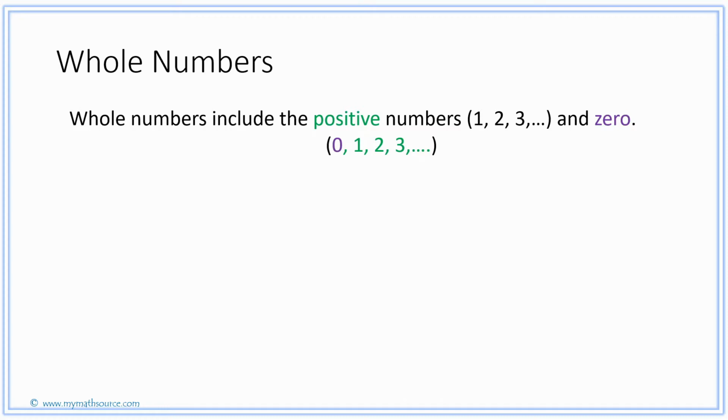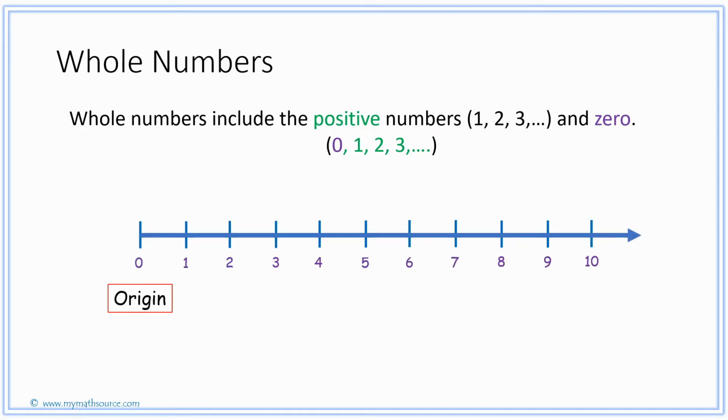You must include 0 and then go on to infinity, as you see here on this graph. 0 is the origin, so it has no arrow on that side, and then the arrow indicates you go on forever to positive infinity.